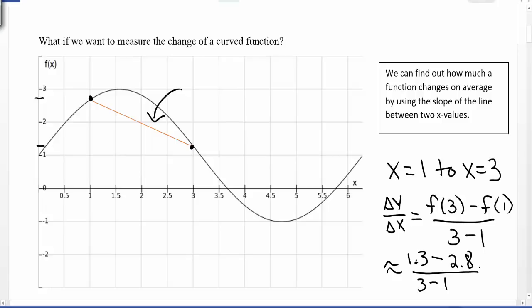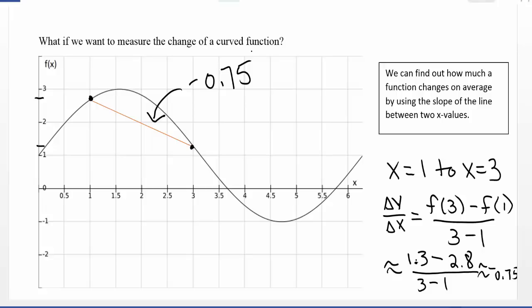When I crunch this number in my calculator, I put that all in, and I get approximately negative 0.75. So negative 0.75 is the approximate slope of this line, which tells me that on average, my function changes by negative 0.75 in the y direction for every 1 unit that I move in the x direction.